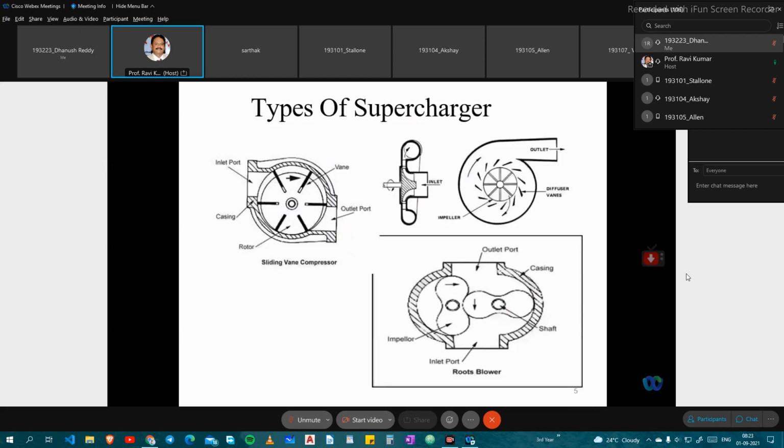And these are the different types of superchargers. We are going to have a sliding vane compressor where you have vanes inside, and a casing. We have an inlet port where the air will be entering, and through these vanes, a small drum will be rotating. You have a small cross section area where it compresses the air, and the small area opens into the bigger area.